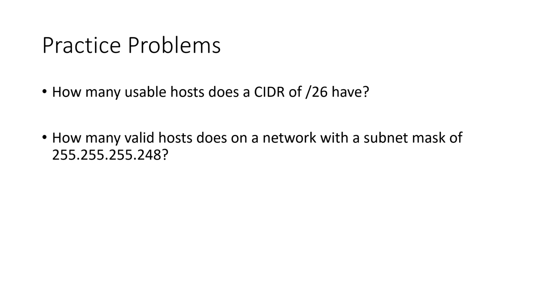Take a look at the next question. How many valid hosts does the network have with a subnet mask of 255.255.255.248? Wait, valid, we have not used that term. Correct. We are introducing a new term right now. Usable and valid are the same thing. Tracking? Hopefully. So let's crunch this. So what's it going to be? It's going to be 2 less than total.